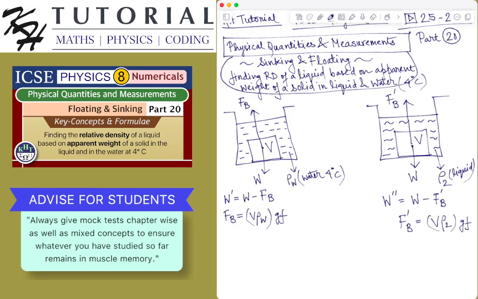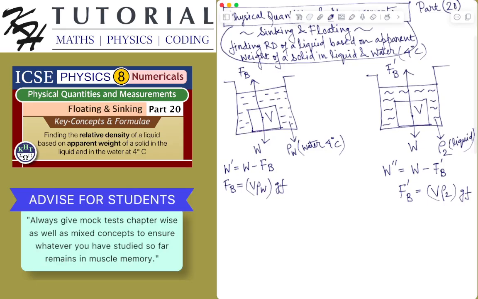So what information do we need to find the relative density of the liquid? I think we need either the loss in weight of the body in both the liquid and water at 4 degrees centigrade, or the apparent weight of the body in air, and the apparent weight of the body in the liquid and in water at 4 degrees centigrade.